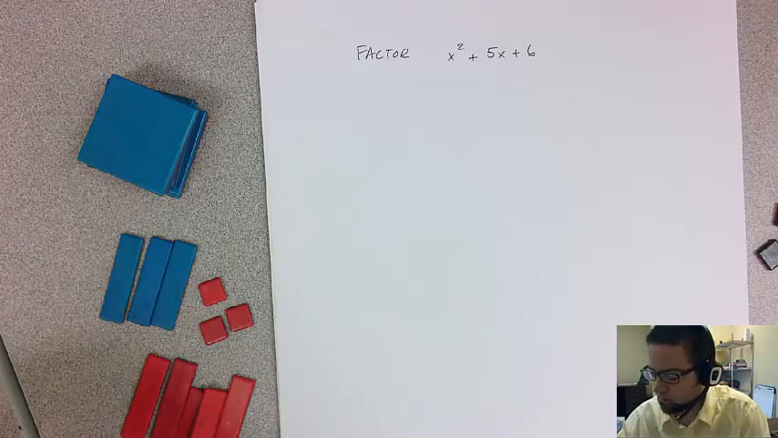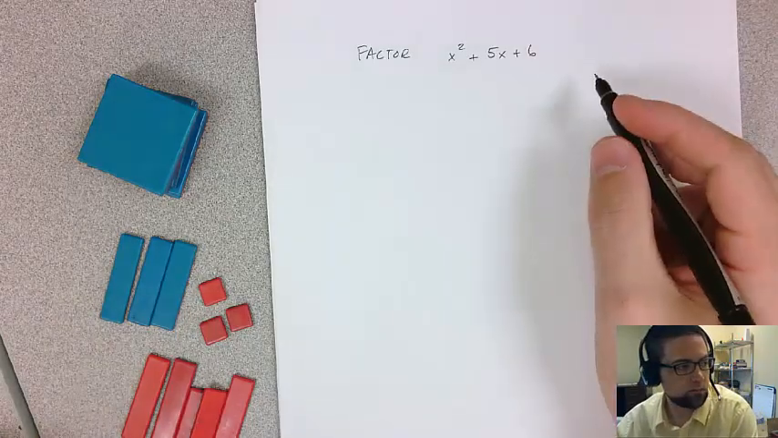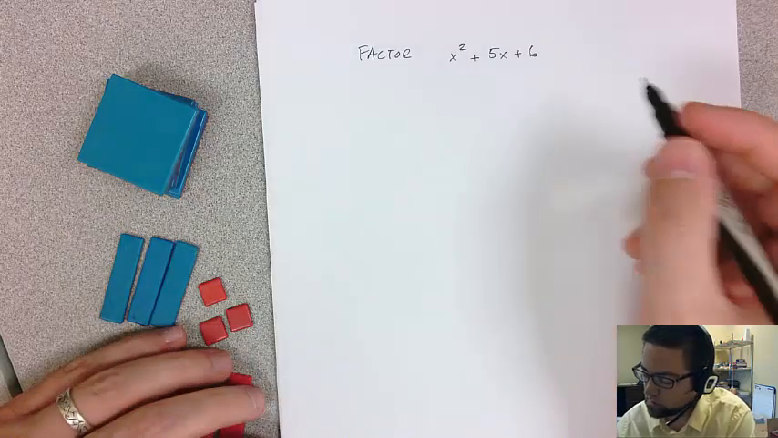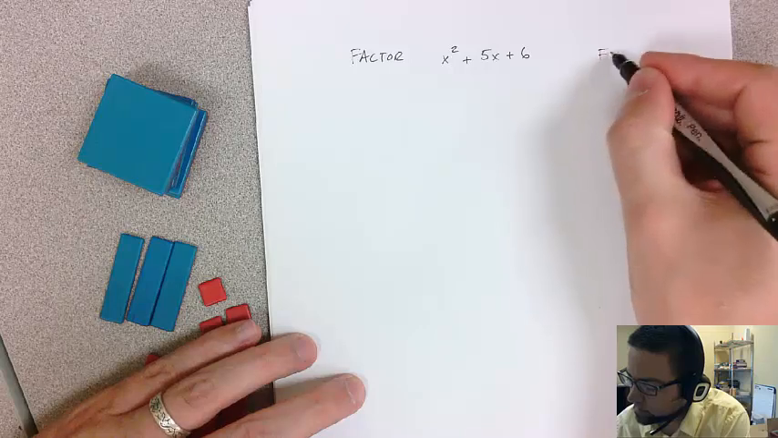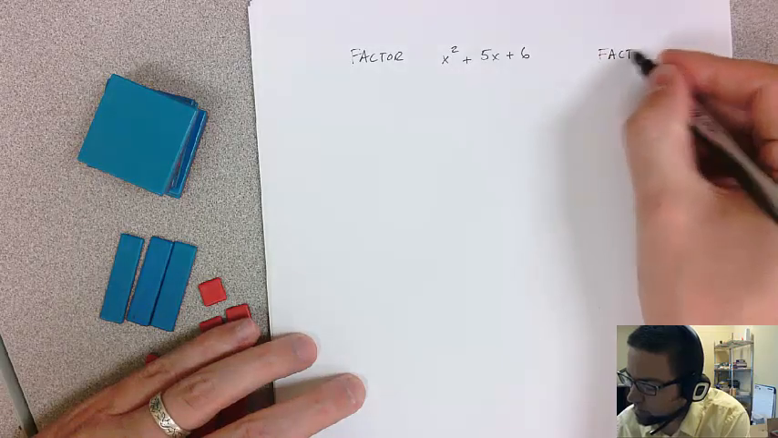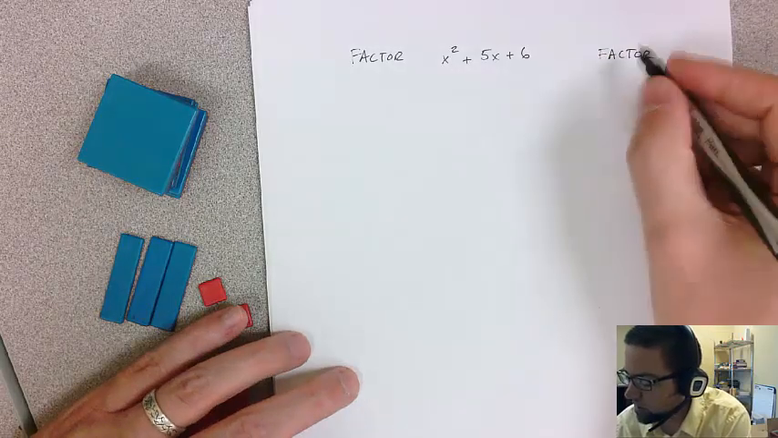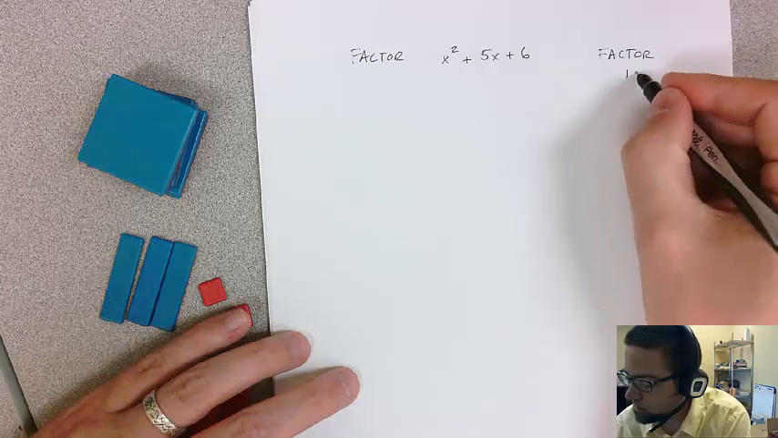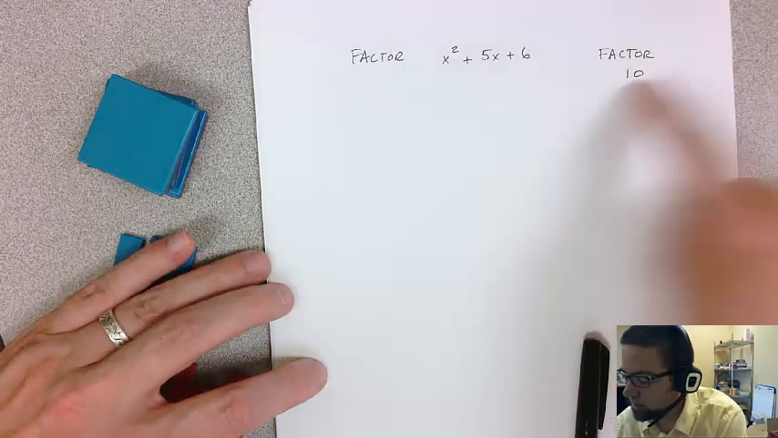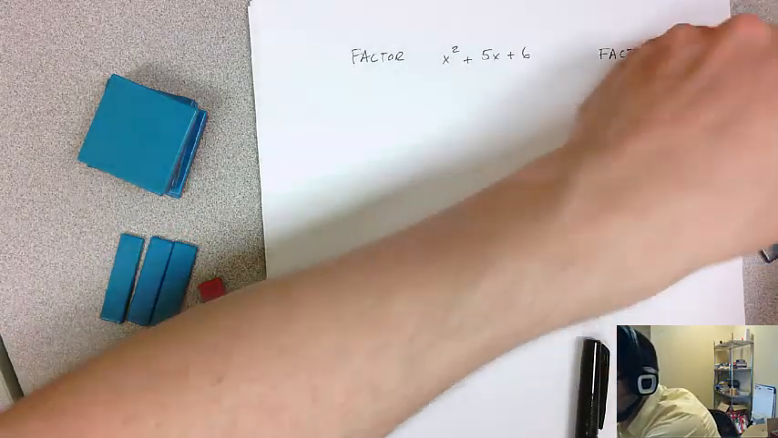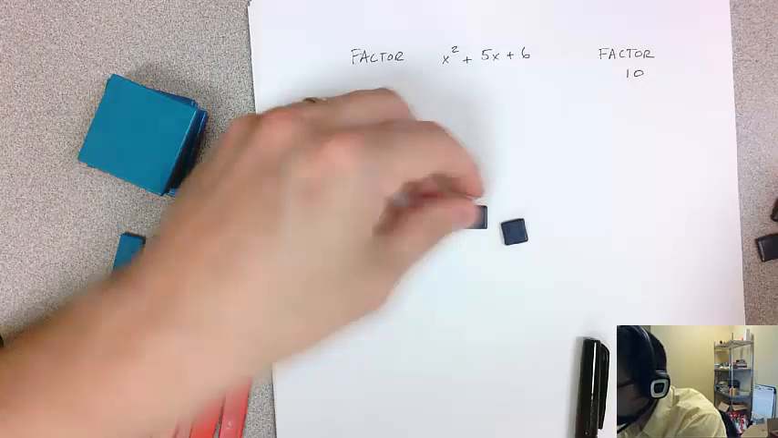Okay, up next is to factor these polynomials using these algebra tiles. Let's take a step back and factor something a little simpler. How about we just factor the number 10, right? So you think of things that you can multiply together to get 10. Let's just grab some units here.